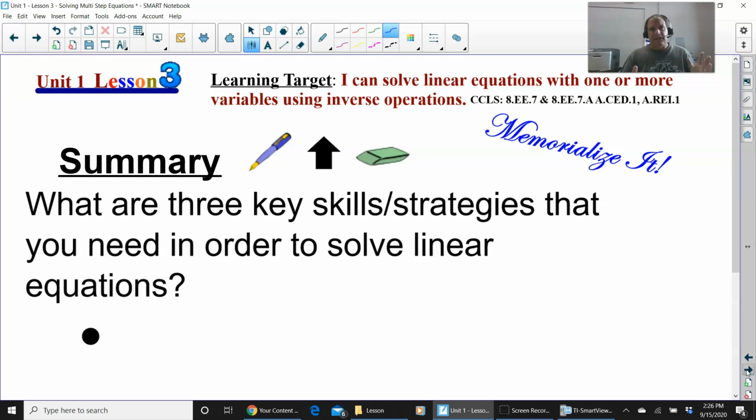And that's basically it. This is the summary slide, so please write down 3 strategies that you need in order to solve linear equations. All right, and that's the end of the lesson.